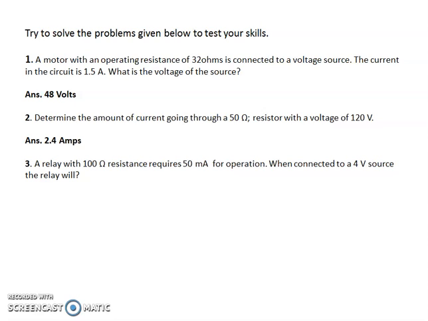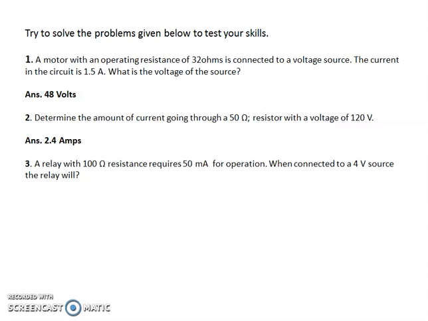Problem 1. A motor with an operating resistance of 32 ohms is connected to a voltage source. The current in the circuit is 1.5 amps. What is the voltage of the source? Answer: 48 volts. Problem 2. Determine the amount of current going through a 50 ohms resistor with a voltage of 120 volts. Answer: 2.4 amps.